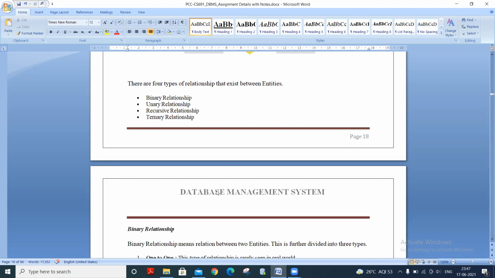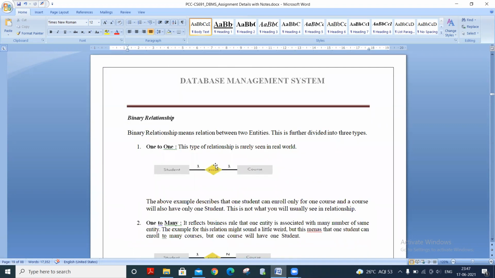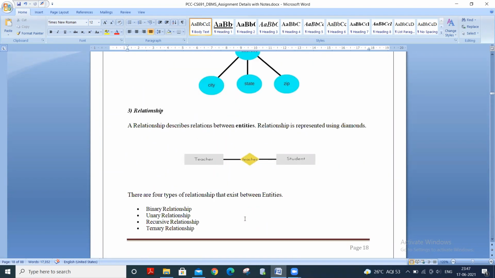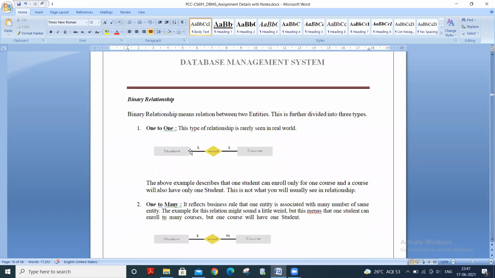In the previous video, I said that there are four types of relationship that exist between the entities. Those are binary relationship, unary relationship, recursive relationship, and ternary relationship. So the first one is binary relationship. It means the relation between two entities, like here also teacher and student. Teacher teaches student. It is also a binary relationship. And here also, student enrolls in the course. It is also a binary relationship.